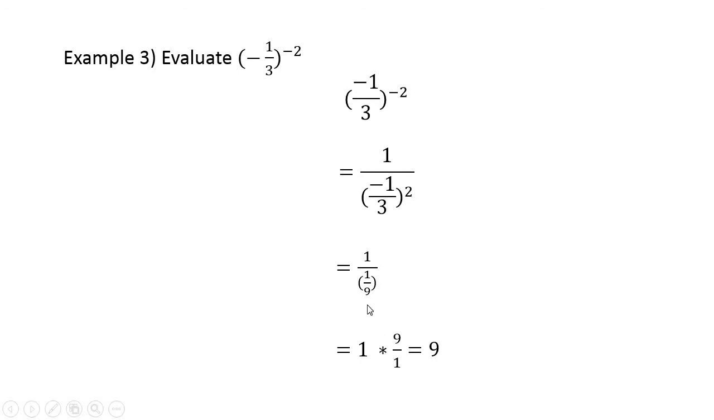And then we'll use that same rule where we're dividing by a fraction. That's the same thing as multiplying by the reciprocal of that fraction. So multiplying by 9 over 1 instead. And so that more complicated looking original question there, all that just simplified to a positive 9.